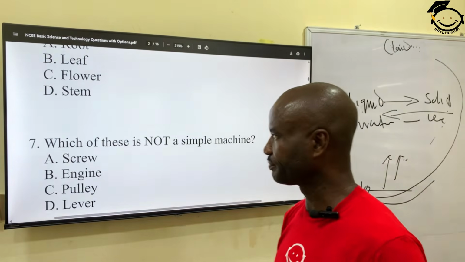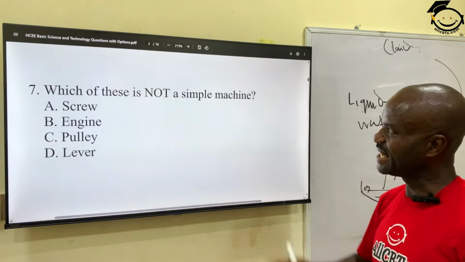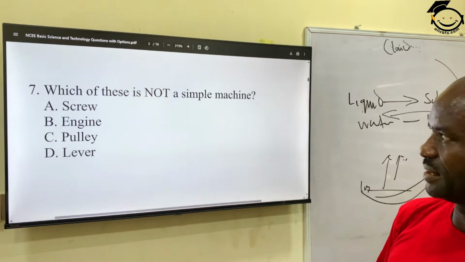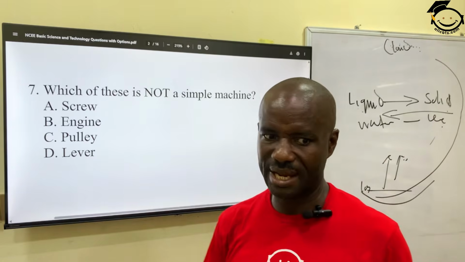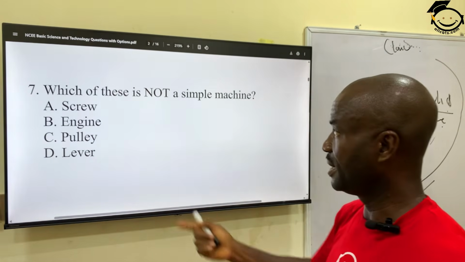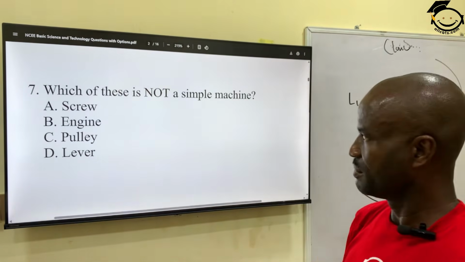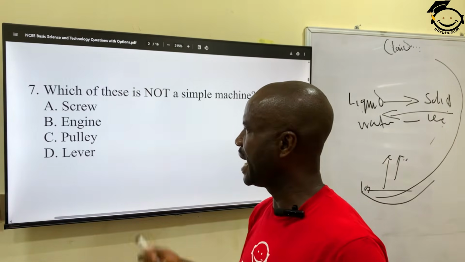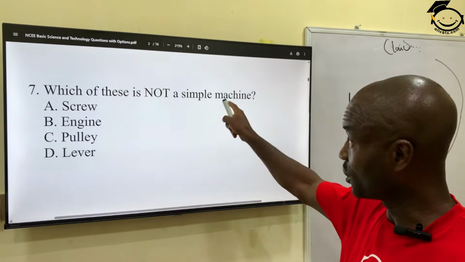Question 7. Which of these is not a simple machine? Machine is simply any tool that can help us to do work easily. A, screw. B, engine. It's not a simple machine.